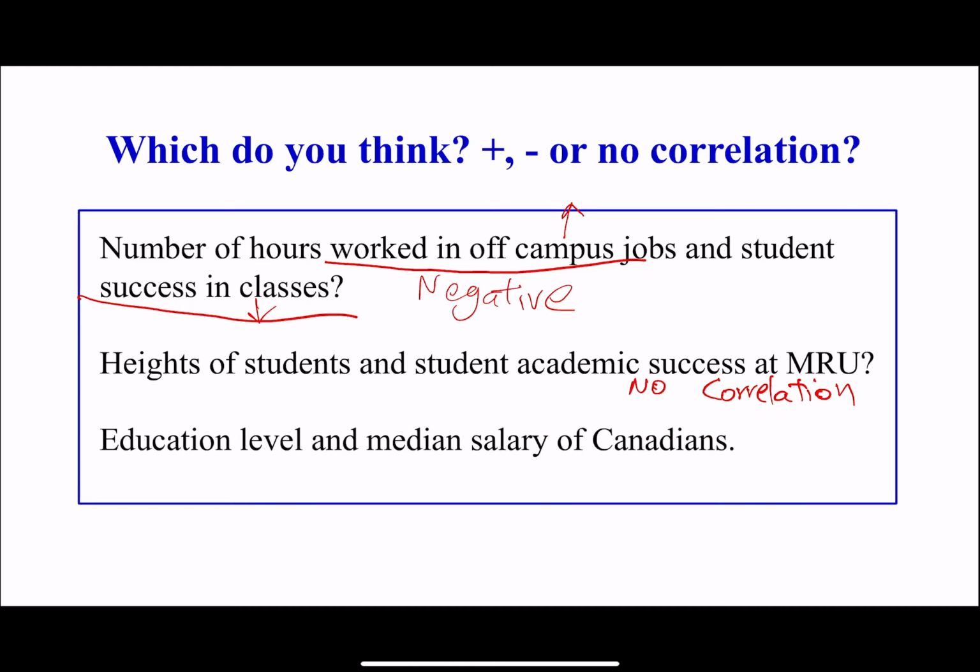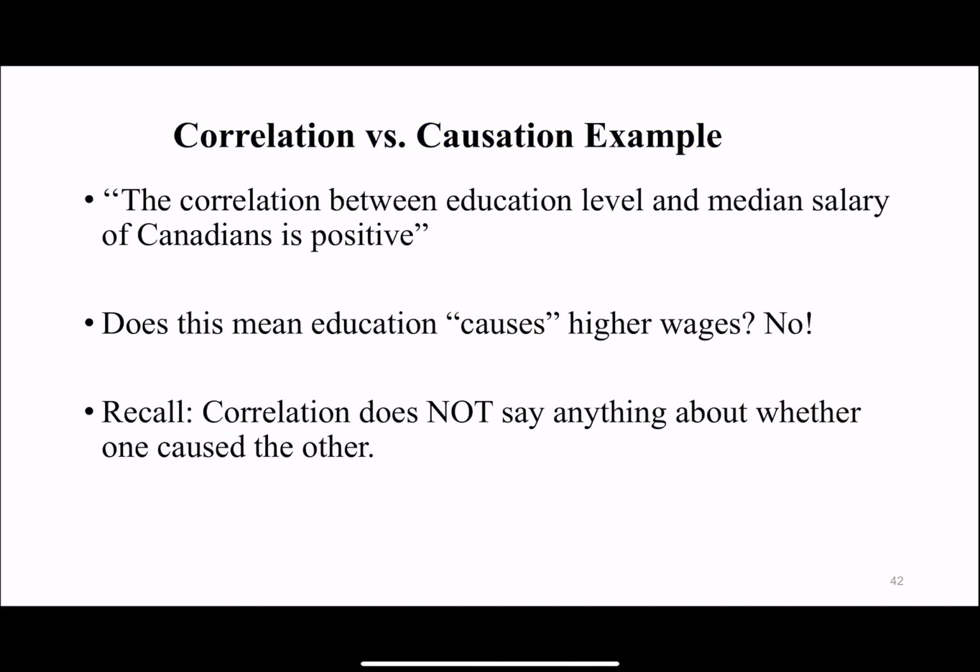What about this one? Education level and median salary of Canadians. So, as education level increases, median salary increases. Okay, positive correlation. As I said, if you have a high level of education, it doesn't mean that it will cause a higher salary. Not at all. It's different from cause and effect. Correlation. But research studies suggest a correlation between education level and the median salary of Canadians.